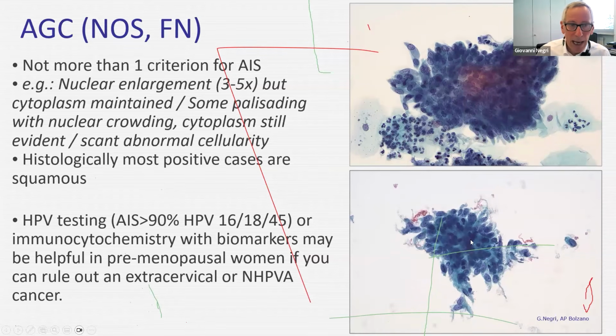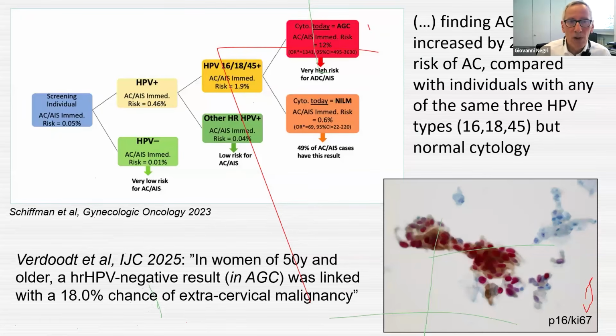Actually, this is an adenocarcinoma in situ, but in that case, it may be really difficult. You may prefer to call it atypical glandular cells. Depending on the atypicality, you may call it favor neoplastic or not. In that case, of course, you can do an HPV test and even better genotyping. And genotyping may be very useful because most adenocarcinomas, and most adenocarcinoma in situ particularly, are going to be positive for HPV 16 or 18 or 45 or a combination of these HPV types.